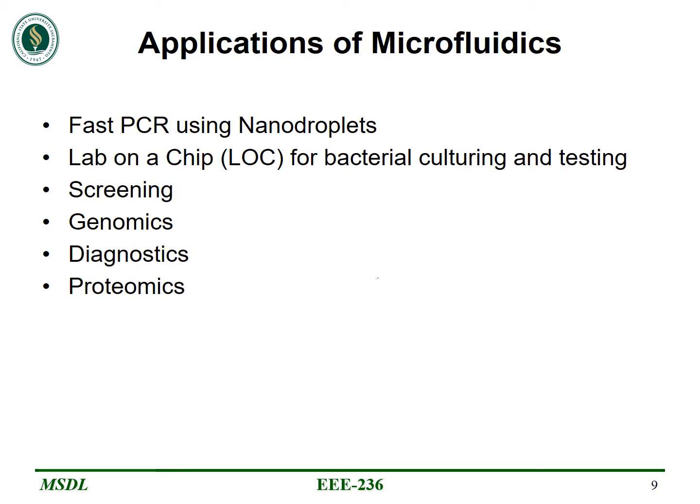Applications of microfluidics. The main applications of microfluidics that we can mention are the polymerase chain reaction, also known as PCR, which is done fast using the nanodroplets technology of microfluidics. It is also done for lab on a chip for bacterial culturing and testing. Some of the other biological applications of microfluidics are screening, genomics, diagnostics, and proteomics.